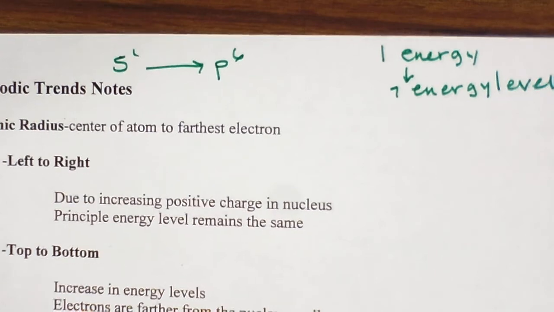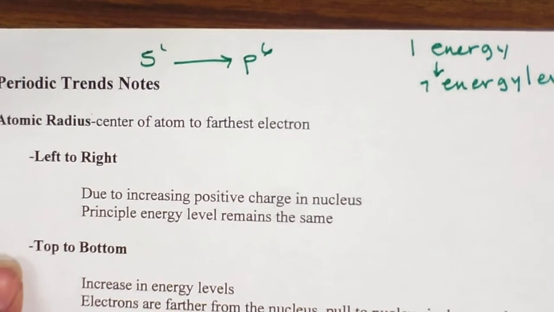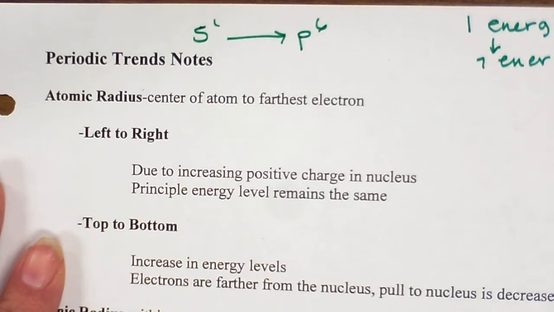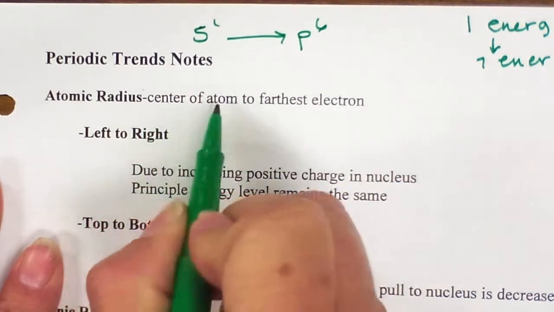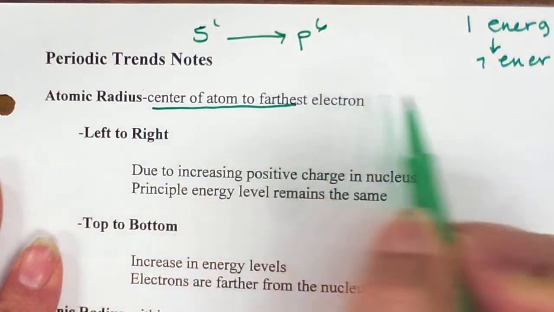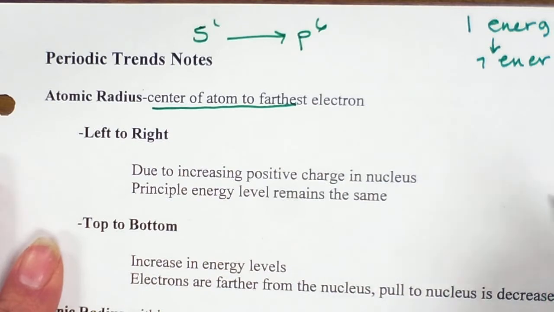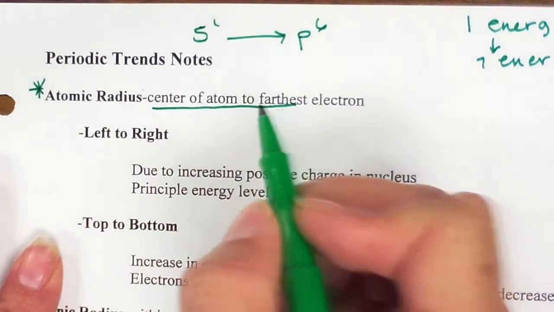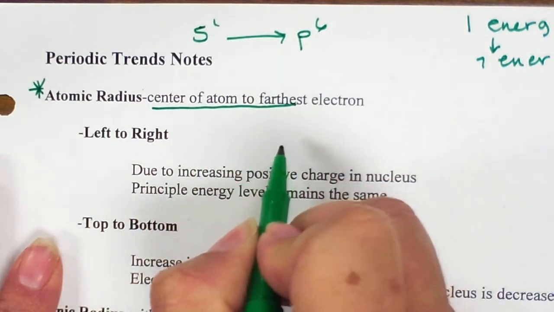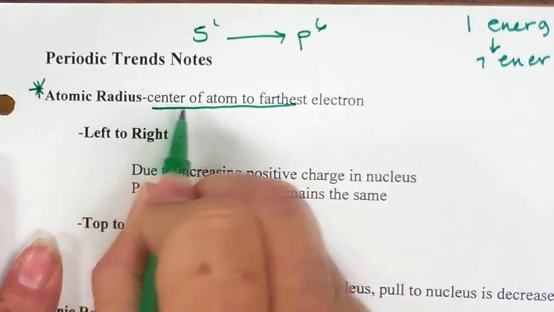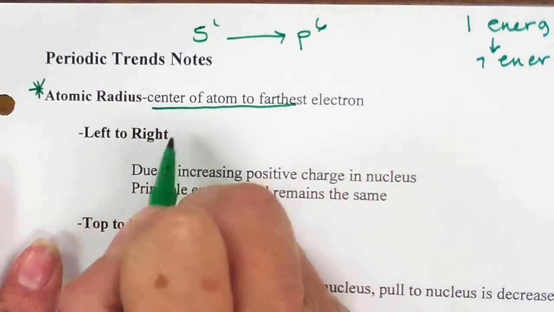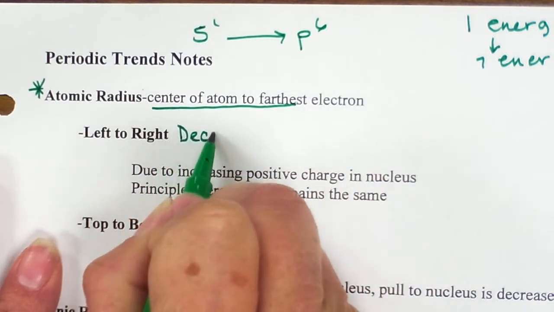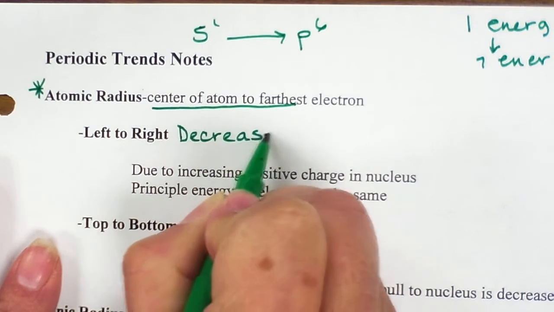So the first trend we're going to look at is something called atomic radius, which is defined as the center of the atom to the farthest electron. Center of the atom. So from left to right, this trend is that the size of the atom or the element decreases. From left to right, it decreases.